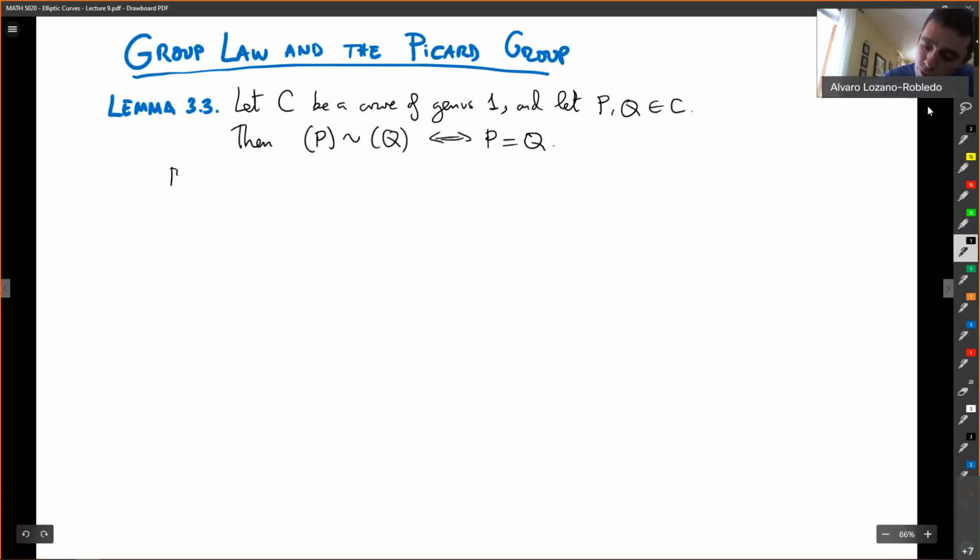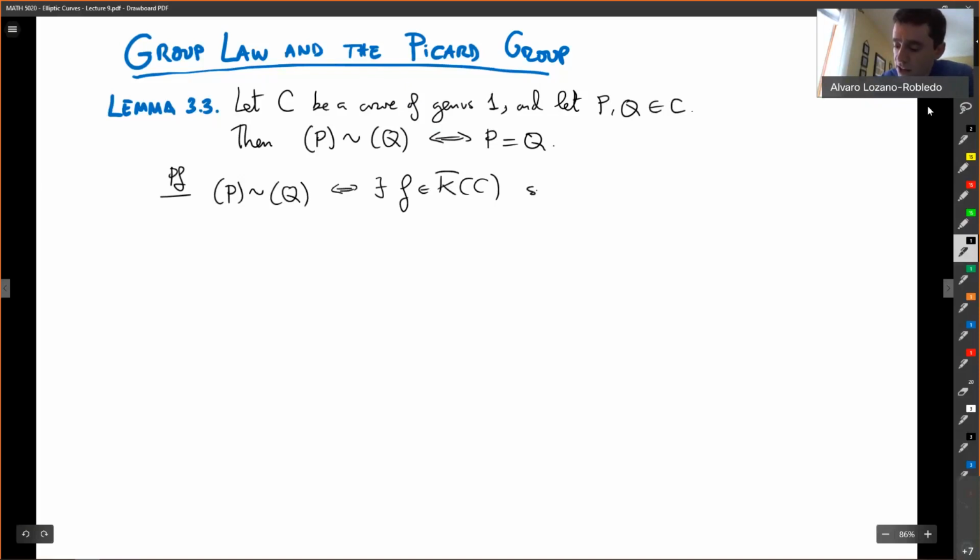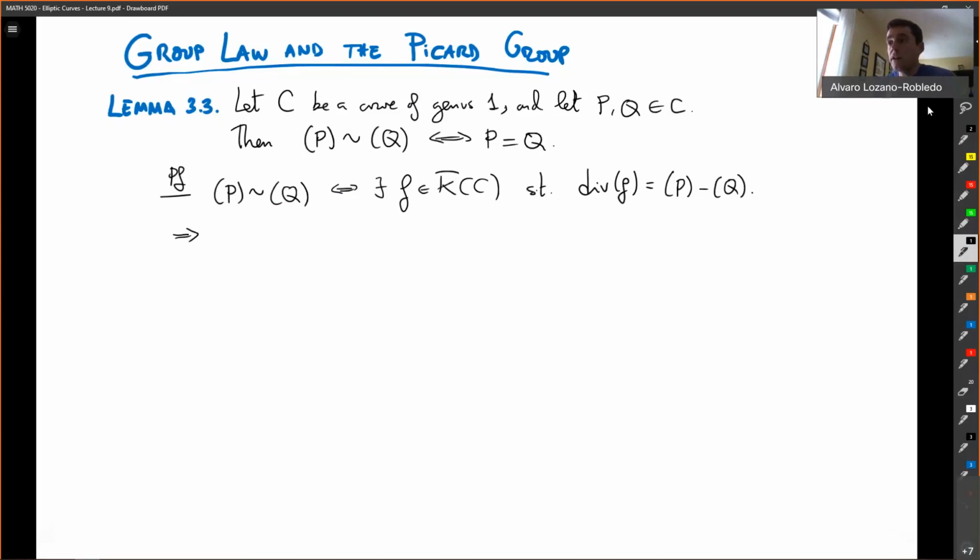Okay, remember that, let's just go directly to the proof, and I'll remind you that P is equivalent to Q as divisors, if and only if there is a function in the function field of C such that the difference of divisors is principal, so that the divisor of this function is the difference of the two divisors. Okay. But then what this implies is that if you look at that divisor, there is a pole at Q and a zero at P, but the pole at Q tells me that then F is in the L space of the divisor Q.